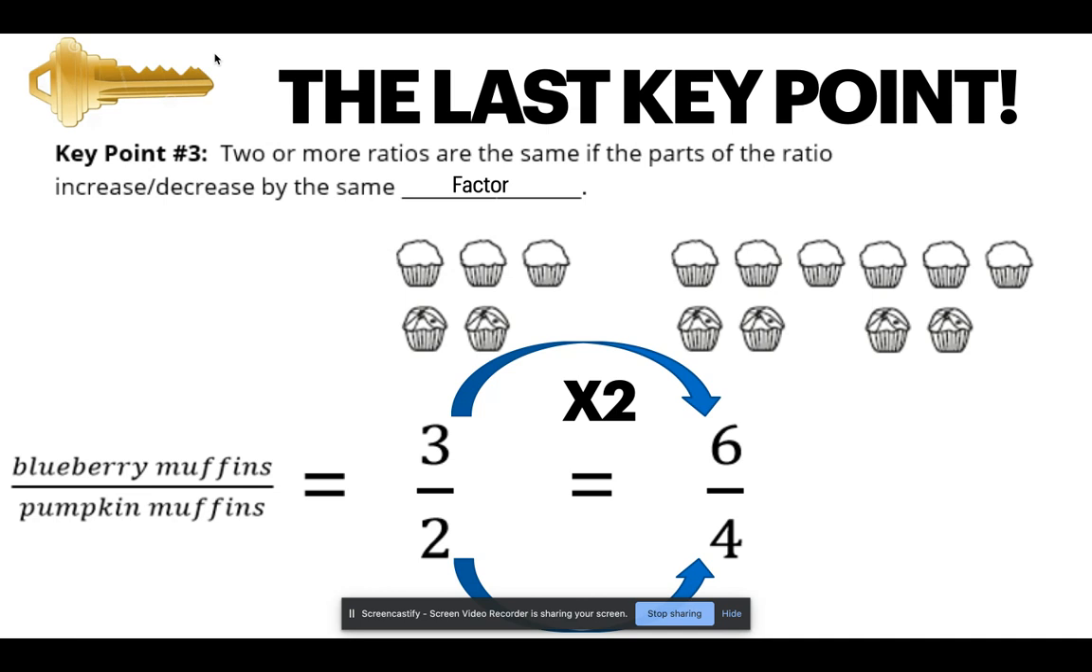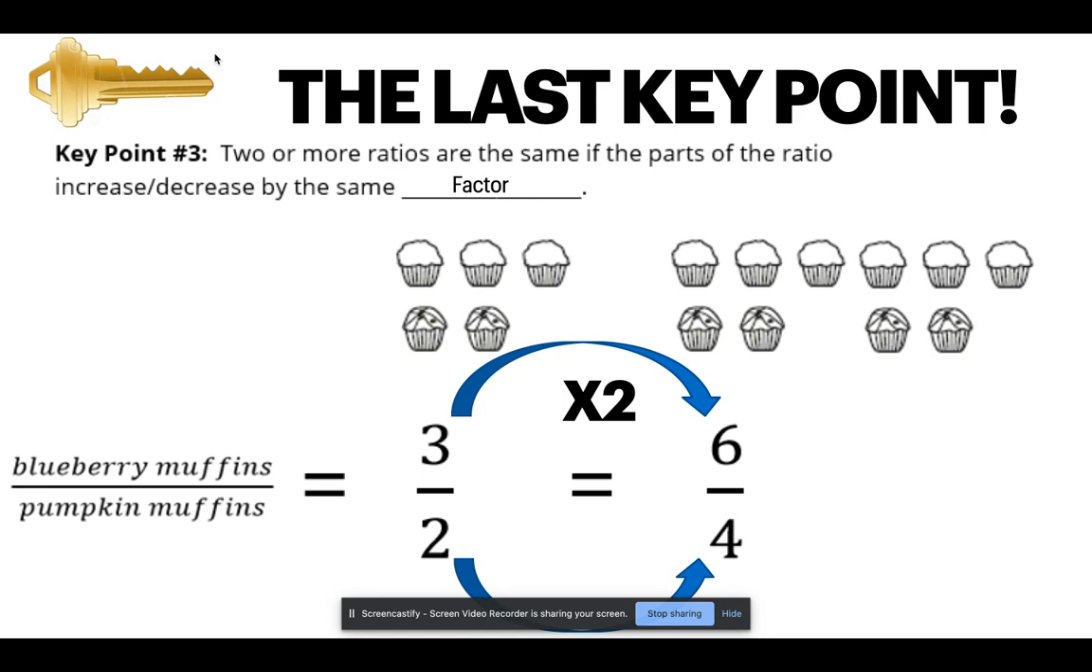All right, and we're going to go over our last key point. So for today, 2 or more ratios are the same if the parts of the ratio increase or decrease by the same factor. So if we're looking at blueberry muffins compared to pumpkin muffins, we know that there are 3 blueberry muffins. If we're looking at our picture, then at the bottom it's showing 2 muffins that have a design on them. So we're going to assume that those are our pumpkin muffins. So we have 3 blueberry muffins for every 2 pumpkin muffins.